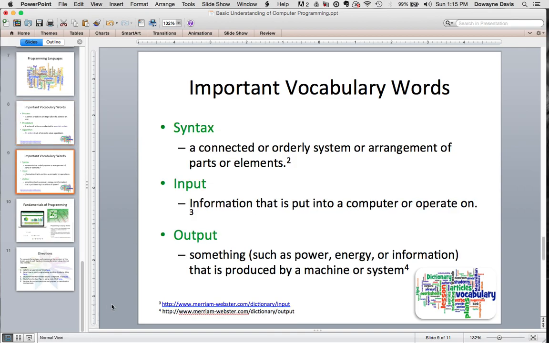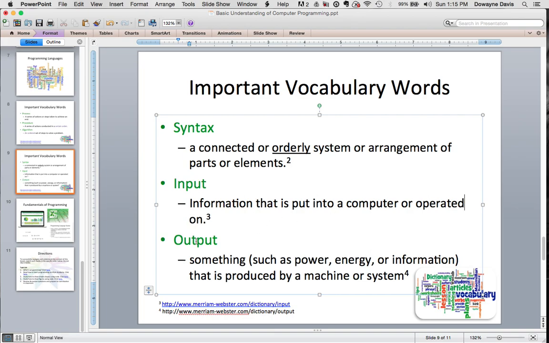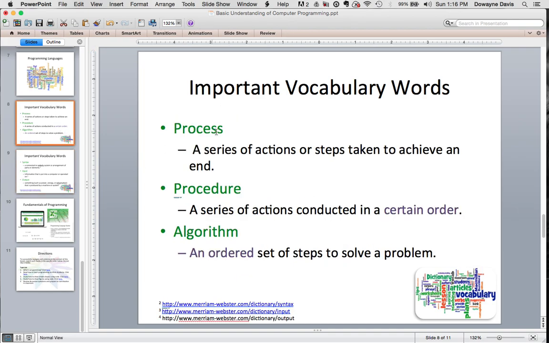The next set of vocabulary words are also really important. Syntax, a connected or orderly system. There goes that word orderly again. Orderly system, we'll underline that. Or arrangement of parts or elements. And then we have input. Input, information that is put into a computer or operated on. And an output. Output, something such as power, energy, or information, as we talk about programming, that is produced by a machine or system. So we have inputs and we have outputs. We have syntax, we have process, we have procedure, and we have algorithm.